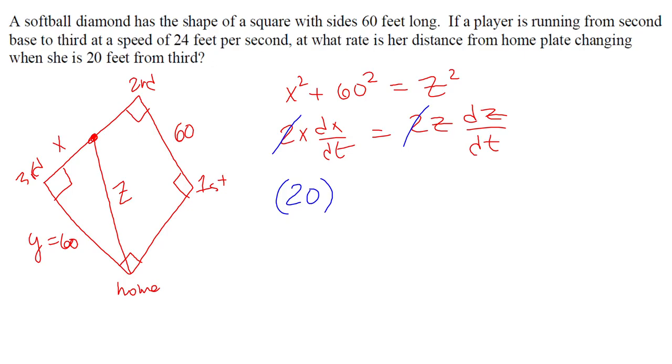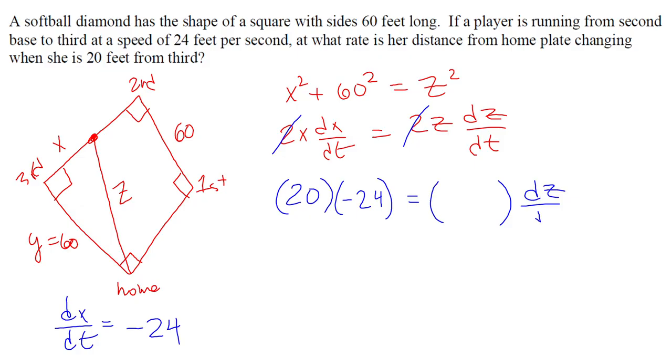But when we do that, dx/dt, we need to be careful about that because she's running at 24 feet per second, but the value of x is getting smaller, which means that the rate of change of x is negative 24 because that distance is decreasing. So its rate of change must be negative. So we have 20 times negative 24 is equal to our z value, which we don't have yet, times dz/dt. So we got to figure out what that z value is. And we're looking for dz/dt in the end.